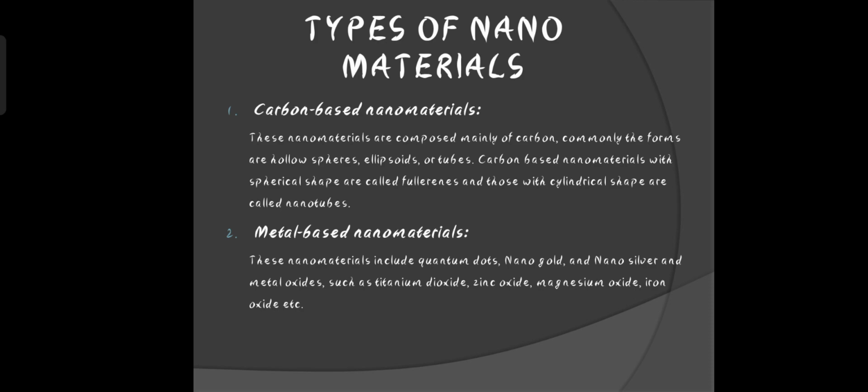Types of nanomaterials. Carbon based nanomaterials. The previous one is types of nanofertilizers and these are the types of nanomaterials. Carbon based nanomaterial is a type of nanomaterial. These nanomaterials are composed mainly of carbon. Commonly the forms are hollow spheres, ellipsoids or tubes. Carbon-based nanomaterials with spherical shape are called fullerenes and those with cylindrical shape are called nanotubes.